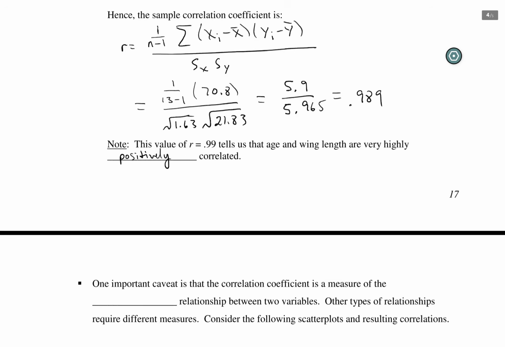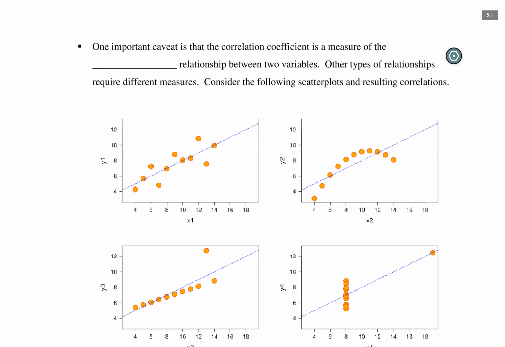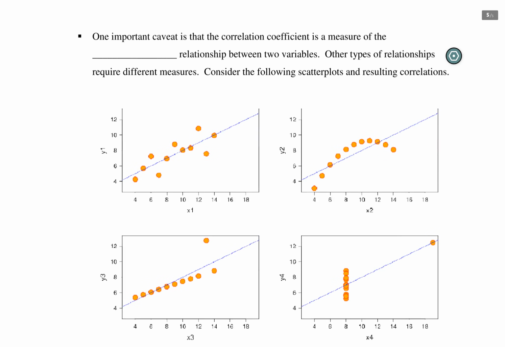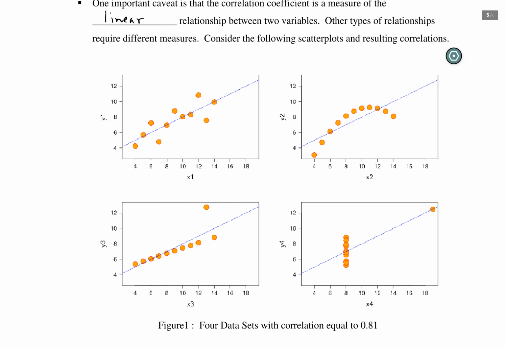Okay, moving along here. One important caveat or warning is that, again, the correlation coefficient is a measure of the linear relationship. Other kinds of relationships might need different kinds of measures. In this picture here, I have 4 scatter plots. They all have the same correlation of 0.81. The upper left scatter plot seems to be linear just looking at it, and the line fits it pretty well. It has a correlation of 0.81.